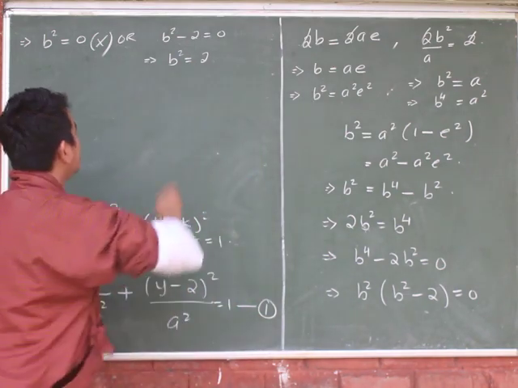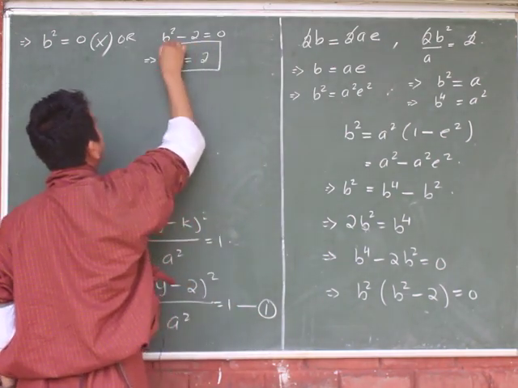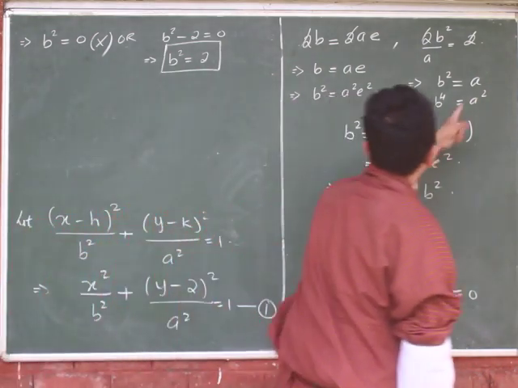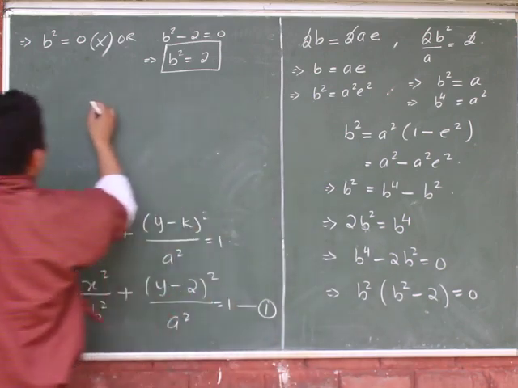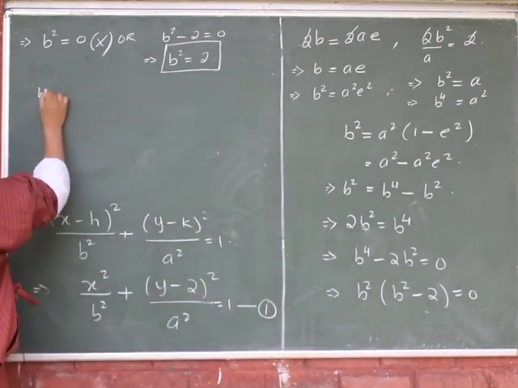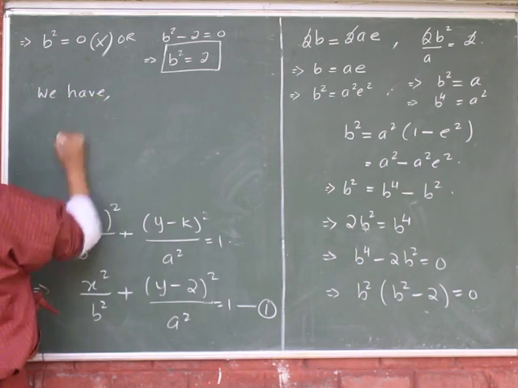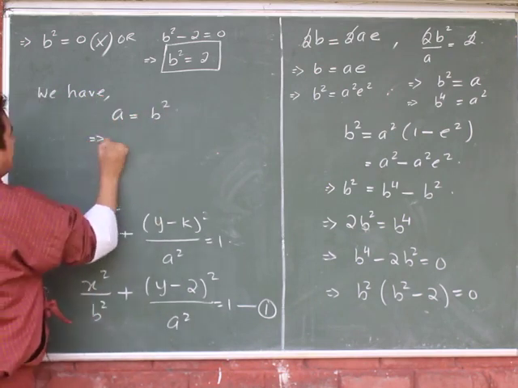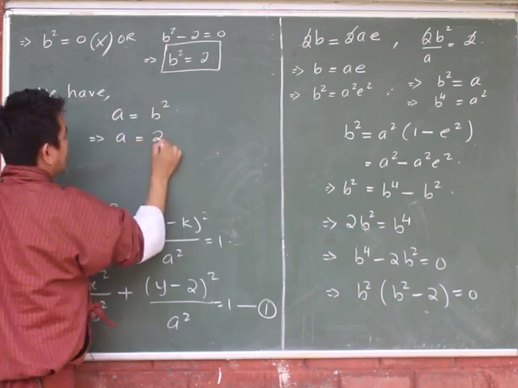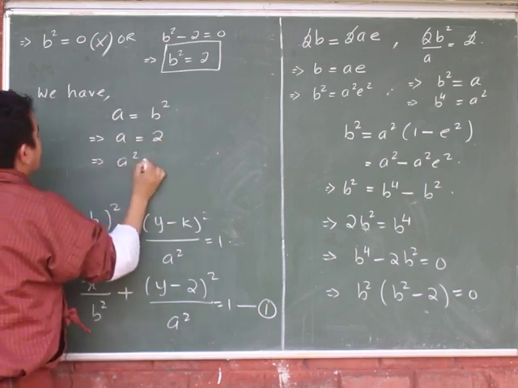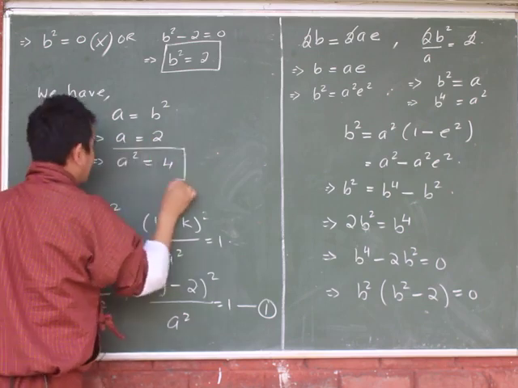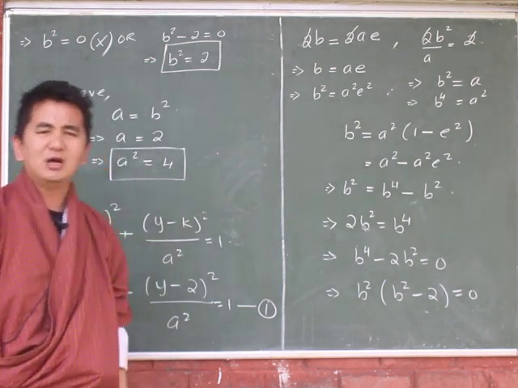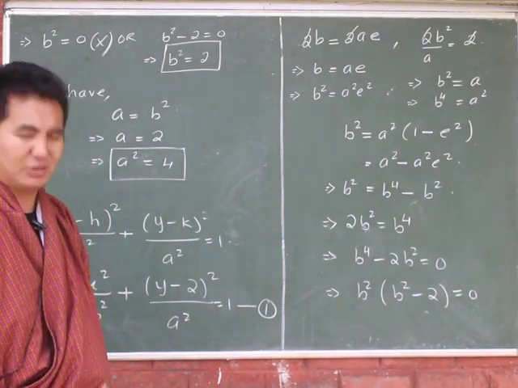We got b square 2. What do we need now? We need a square. So in order to find a square, where shall we substitute? Here. A value is equivalent to b square, which means a value is, what's b square value? 2, implies a square value is equivalent to 4. So in case of ellipse, always the a square will be greater than the b square, because a value is the major axis, isn't it? Semi-major axis, you take it.